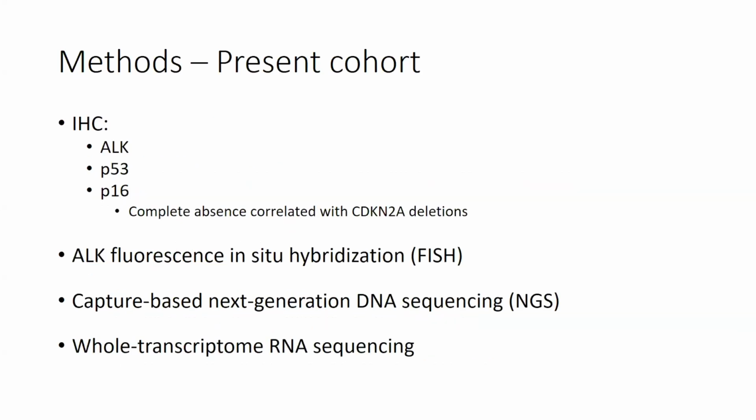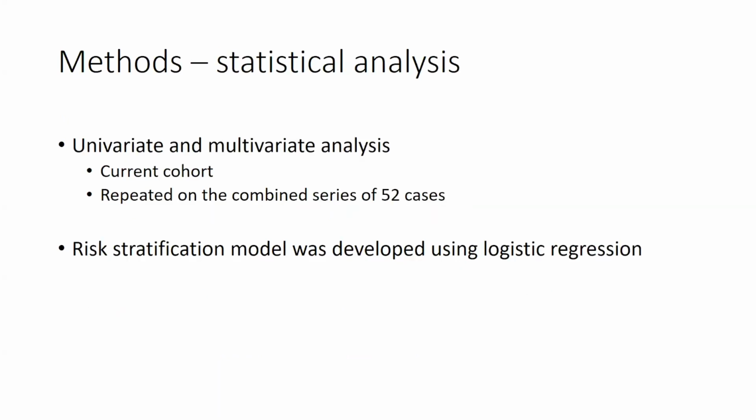IHC was performed, specifically ALK, P53, and P16. P16 because a complete absence is correlated with CDKN2A deletions. Furthermore, ALK FISH and capture-based next-generation DNA sequencing, or NGS, were performed, and whole transcriptome RNA sequencing was performed on cases with no fusion identified by DNA sequencing. The univariate and multivariate statistical analysis was performed again on the current cohort, and it was repeated on the combined series of 52 cases, and the risk stratification model was developed using logistic regression.